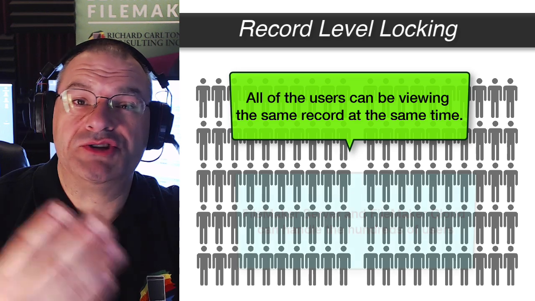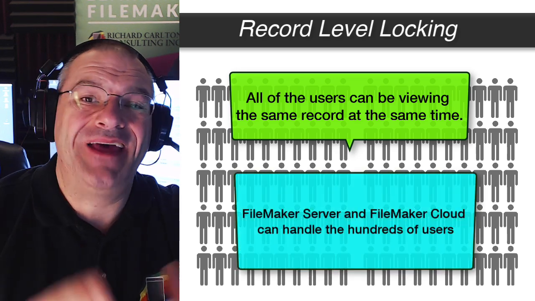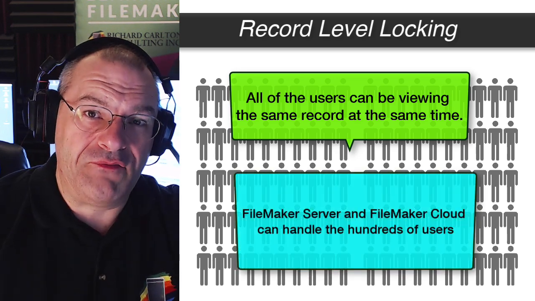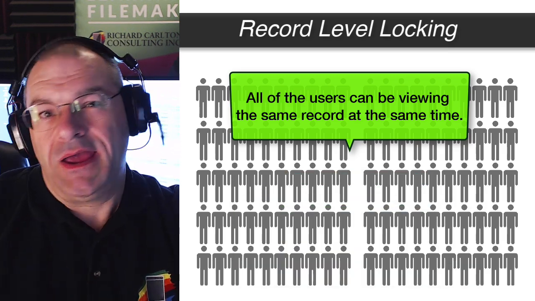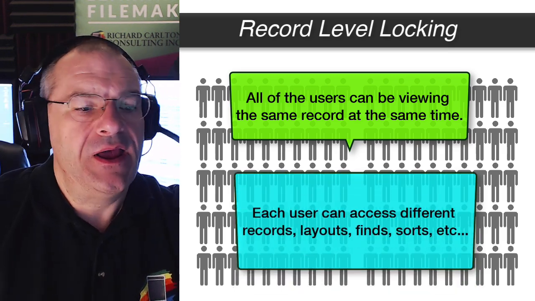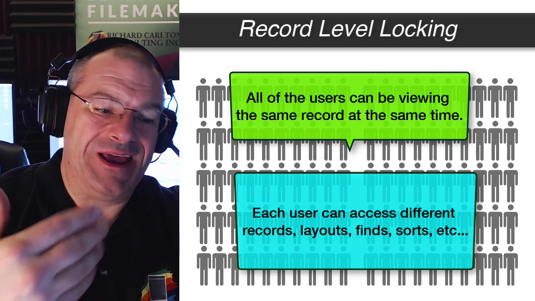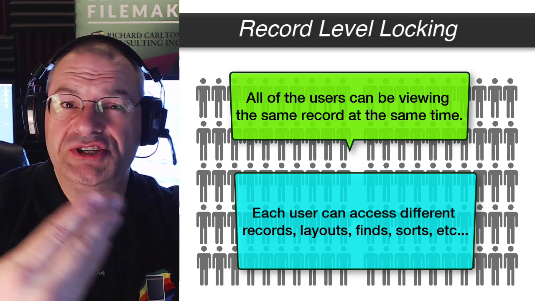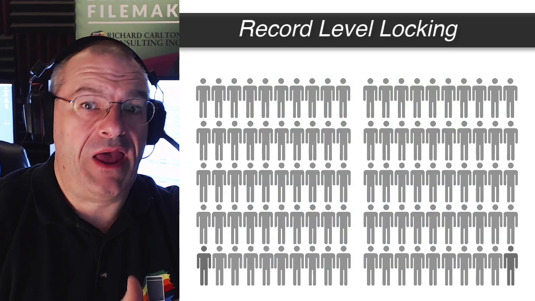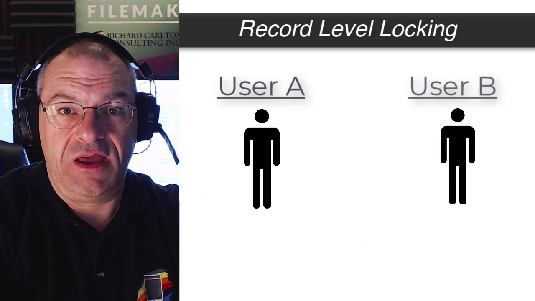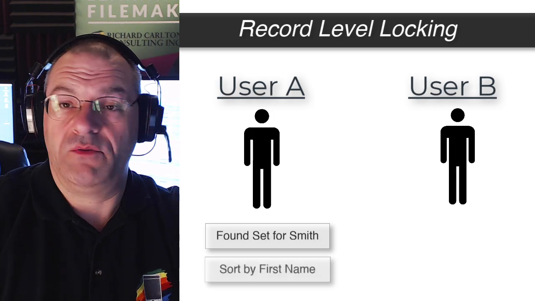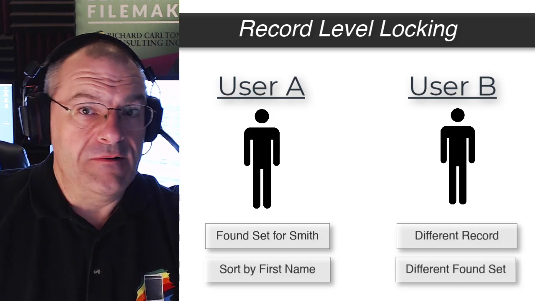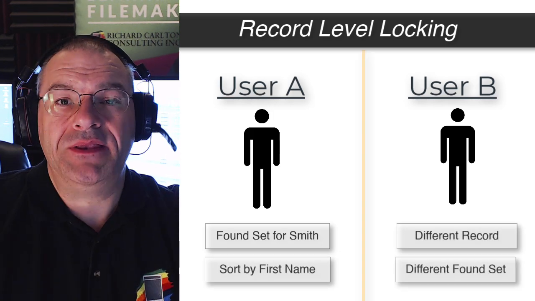And of course, FileMaker Server and FileMaker Cloud handle that very well. The FileMaker platform is designed for this sort of collaborative effort. Each user can access different sets of records. They can be on different layouts. They can have different finds, different sorts. For example, if user A wants to have a found set of everyone with the last name of Smith and then sort by first name, and user B wants to be looking at something else, that is handled totally independently.